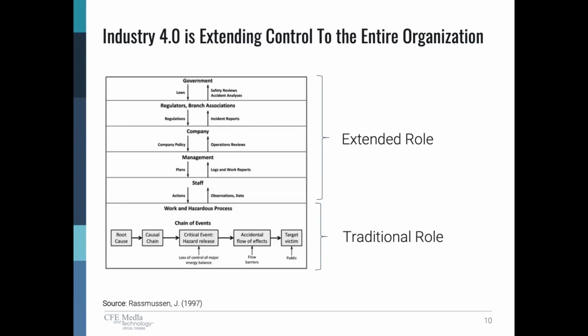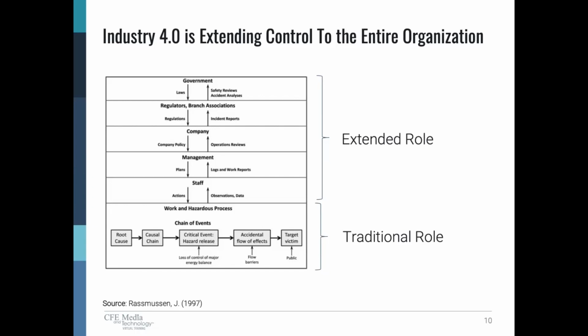This is a classic diagram from James Rasmussen, looking at how safety and unexpected events propagate through an organization. In the traditional system, looking at control, both of quality and of error propagation, we typically look at the horizontal pathway of moving from root cause through the causal chain and the critical event, and then the expectation or outcome, whether that be a positive outcome or a negative.